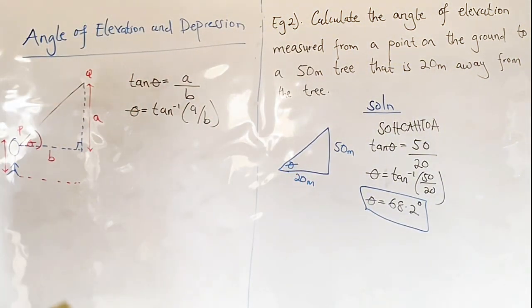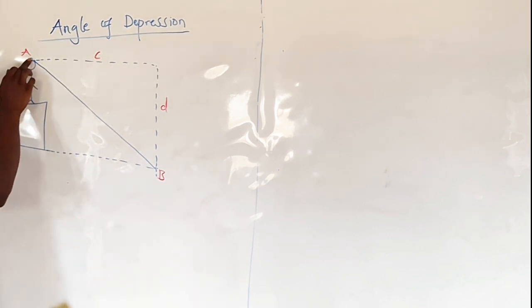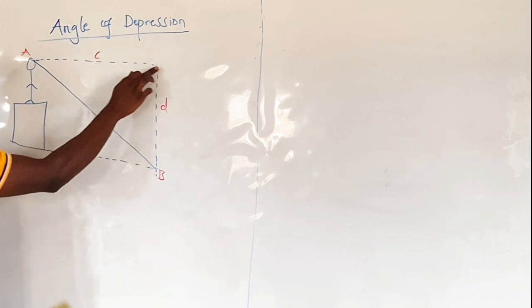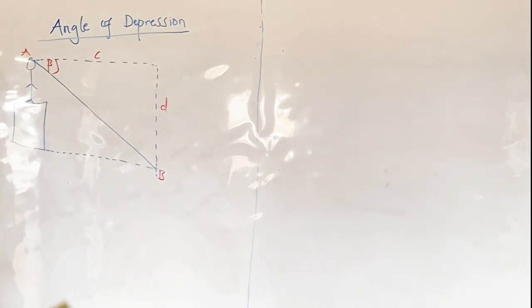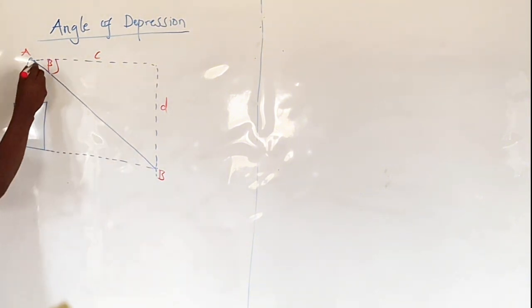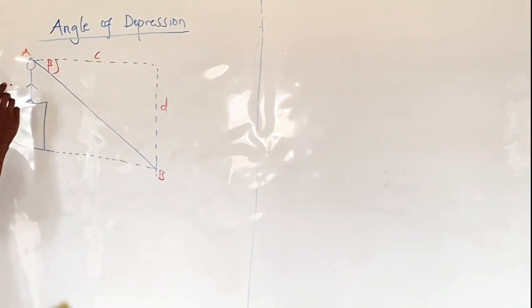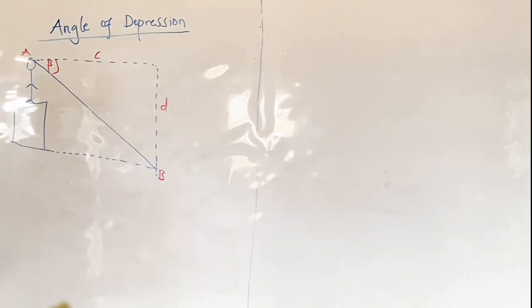Very simple. Now let's look at angle of depression. When we have an observer who is above a certain level, trying to look downwards, the angle which line AB makes with the horizontal becomes the angle of depression. Beta here becomes the angle of depression. Please take note, it is the horizontal, not the vertical, that the line makes the angle with.